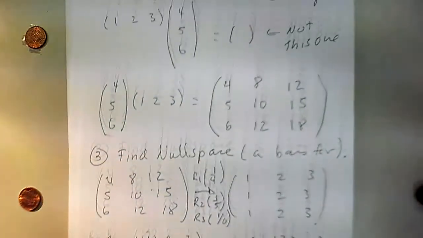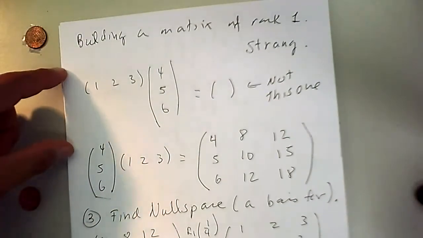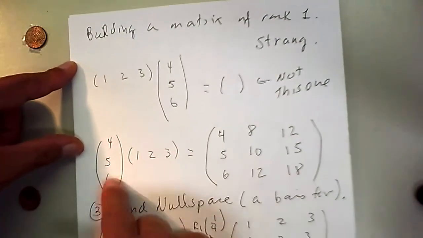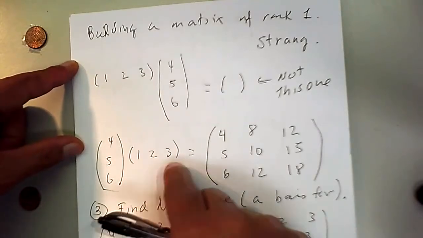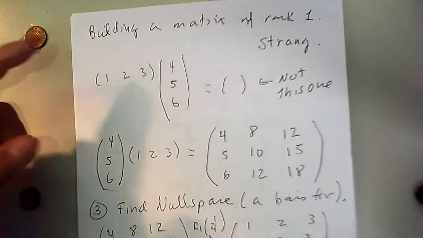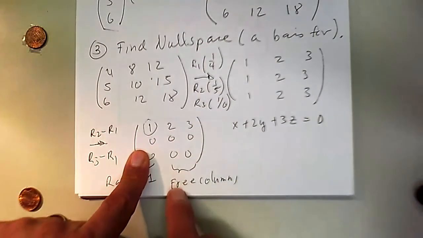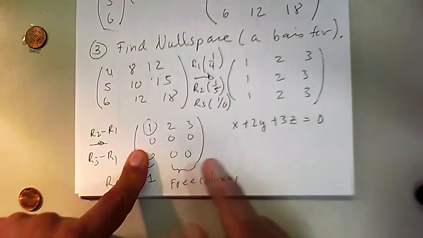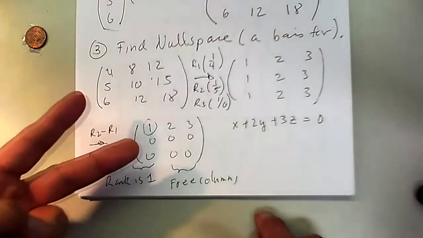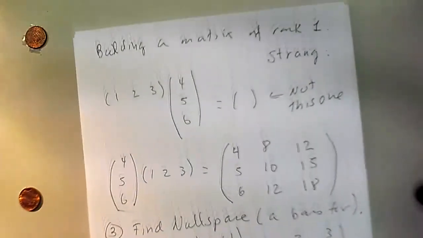In fact, I read in Strang's book that when you build a matrix this way, we will end up with a rank of 1. So yes, a rank of 1 with 3 columns means that we have 2 free columns, which means that the null space has dimension 2, which means that the basis has 2 elements in it.